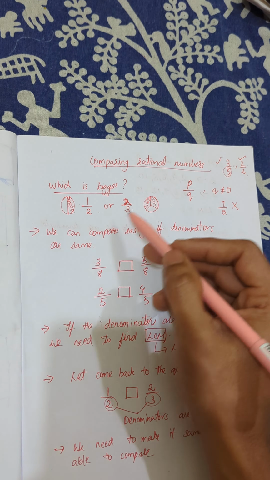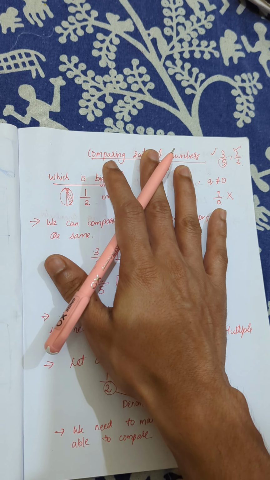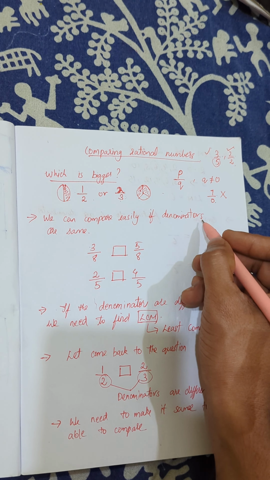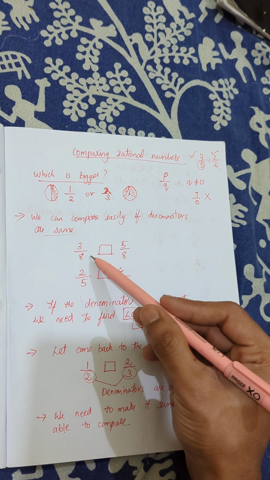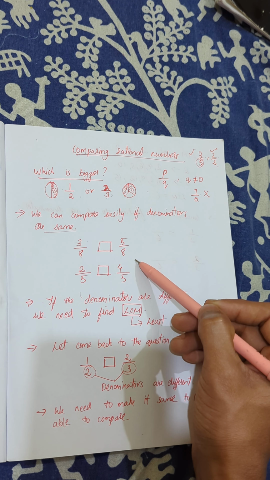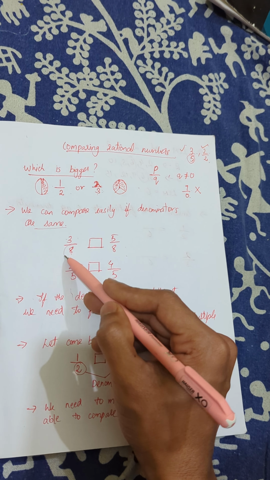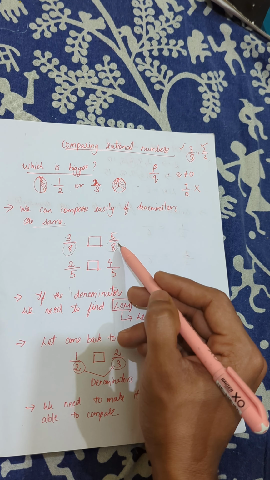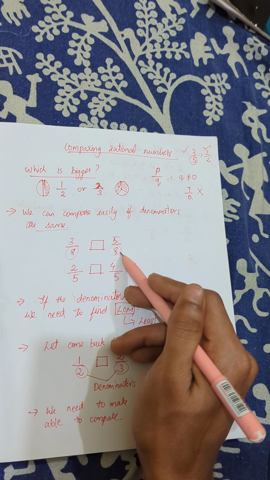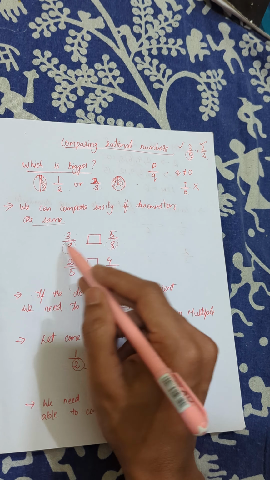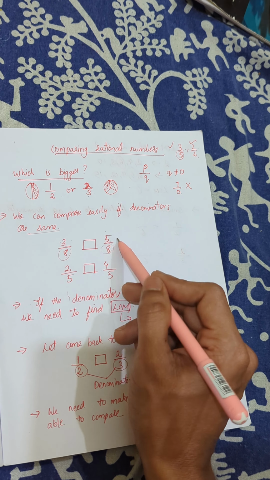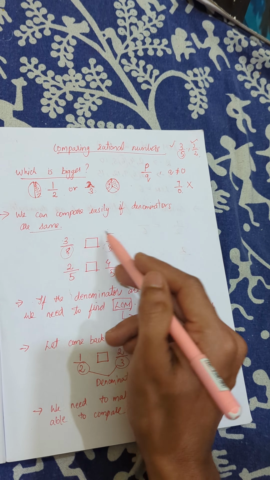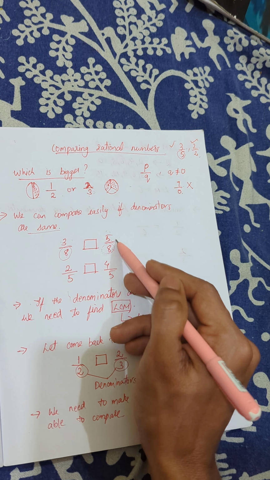But let's pause that there, and let's just see how we can compare when the denominators are the same. Let's see two rational numbers, 3 by 8 and 5 by 8. You can see the denominators of both are the same, right? Here it is 8, here also 8. When the denominators are the same, we can easily compare by looking at the numerator. Which numerator is bigger here, 5 or 3? 5. So that means 5 by 8 is bigger.